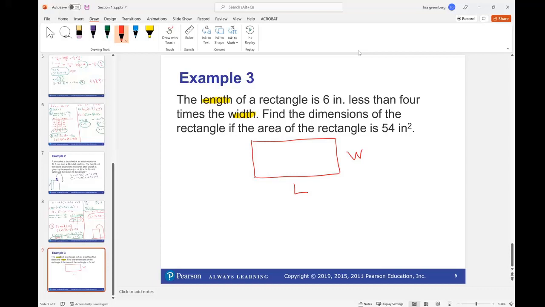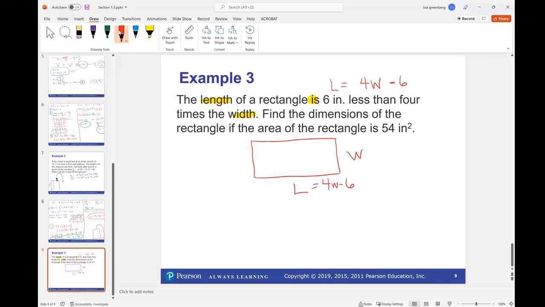So L is equal to, because remember we have "is," the length is 6 less. So whatever number I get, I'm going to subtract 6 from it. 6 less than 4 times the width. Okay, so I know L equals 4W minus 6.